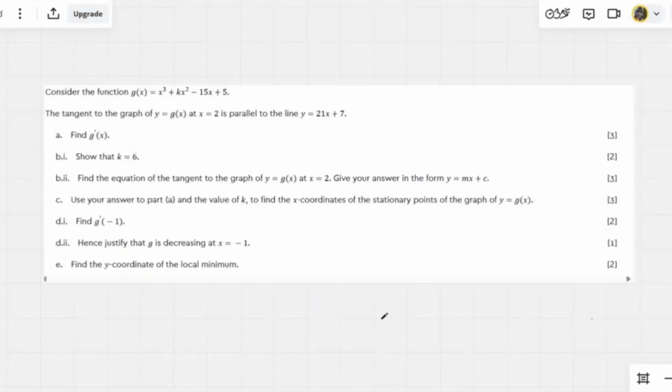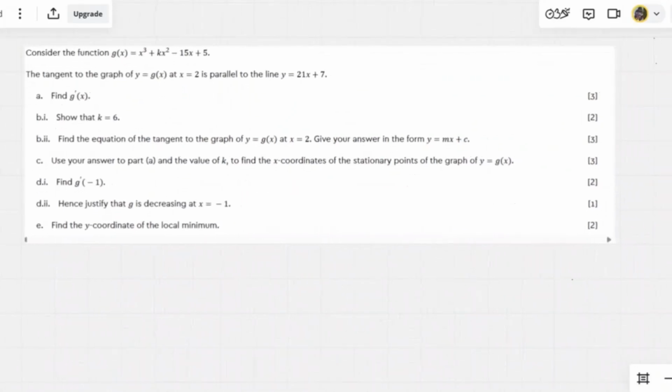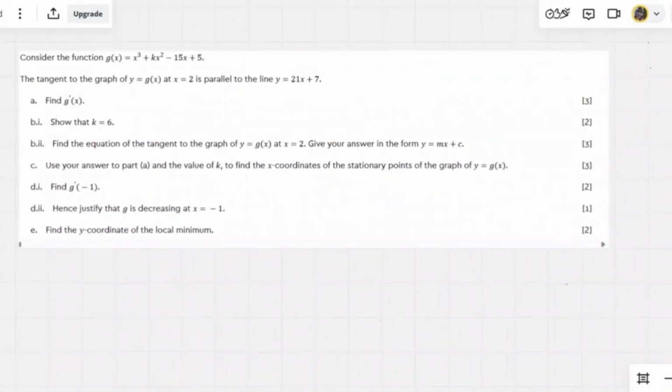For today's video, we're going to be solving a past paper question from 2017. It's a paper 2 question that focuses on the basics of differential calculus. So let's begin. A. Find g prime of x. So it's asking us to find the derivative of g of x.